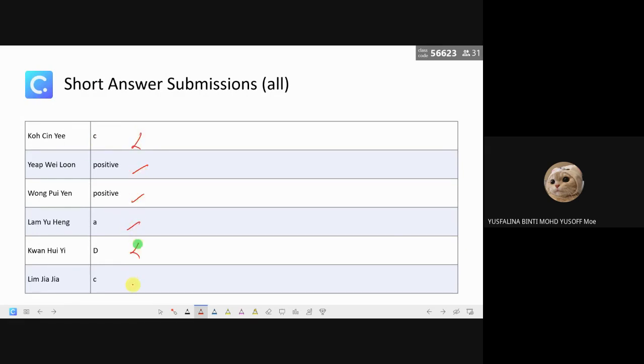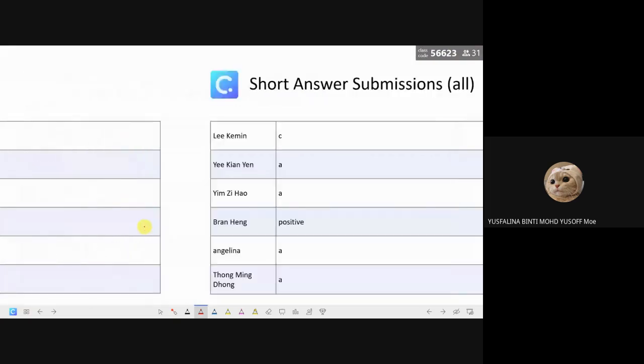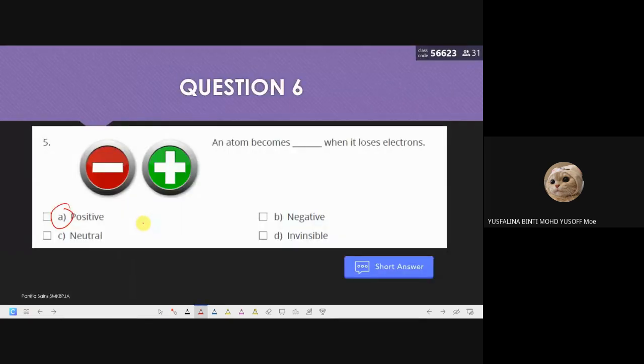Okay, very good. But some of you also said answer D or C. Loss of electron means the charge is positive, receiving electron means the charge is negative. Okay, so I will stop until now.